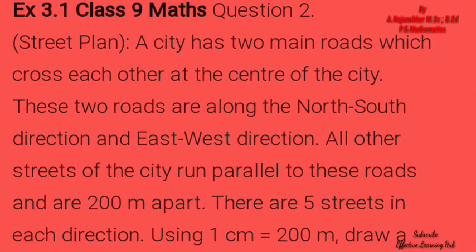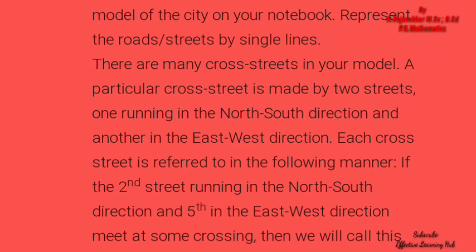Write down second question. A city has two main roads which cross each other at the center of the city. These two roads are along the north-south direction and east-west direction. All other streets of the city run parallel to these roads and are 200 meters apart. There are 5 streets in each direction. Using 1 centimeter equal to 200 meter, draw a model of the city in your notebook.